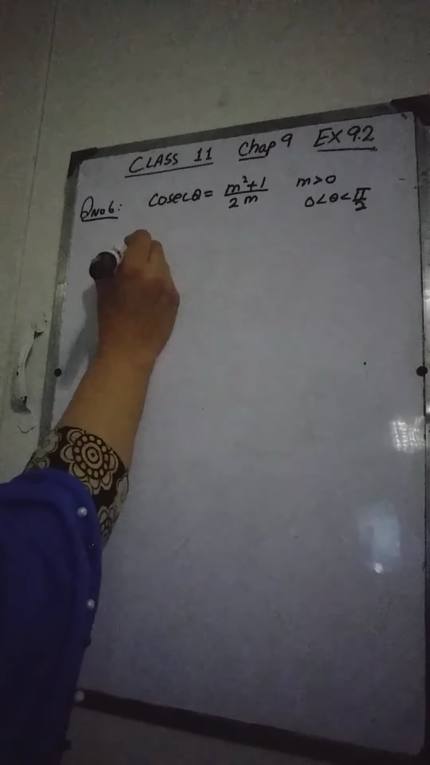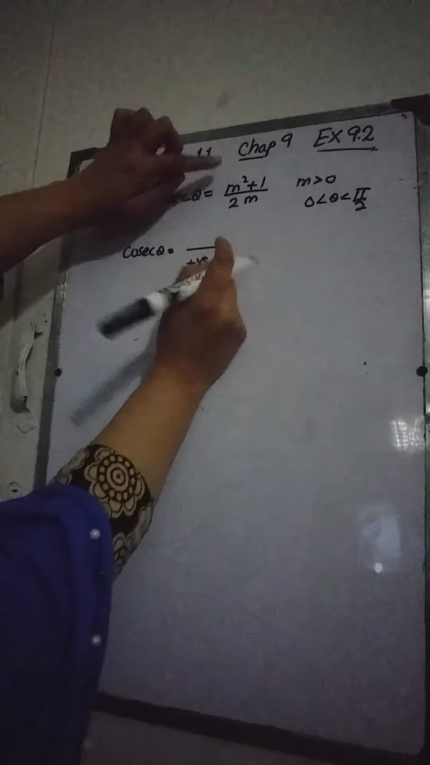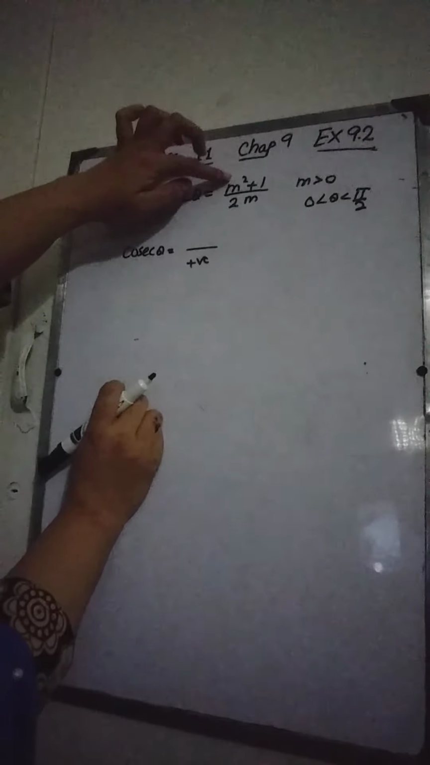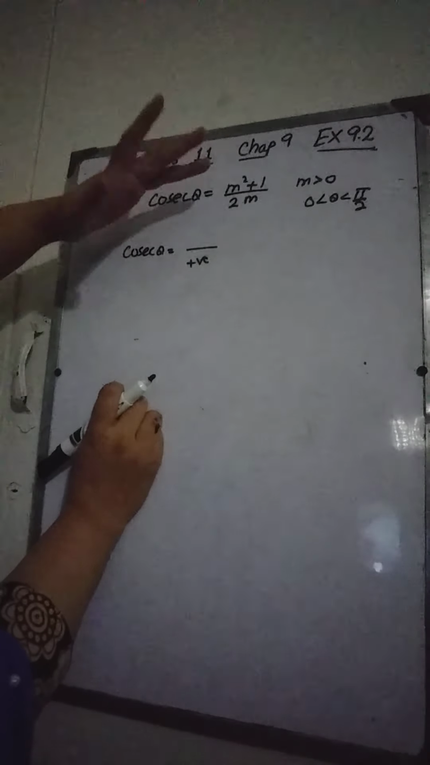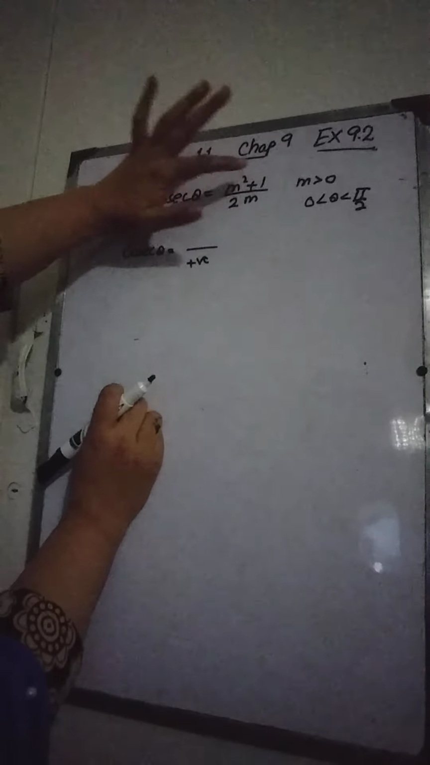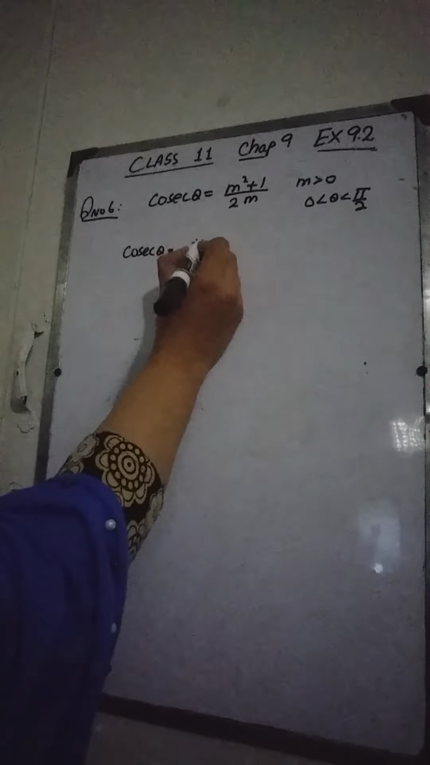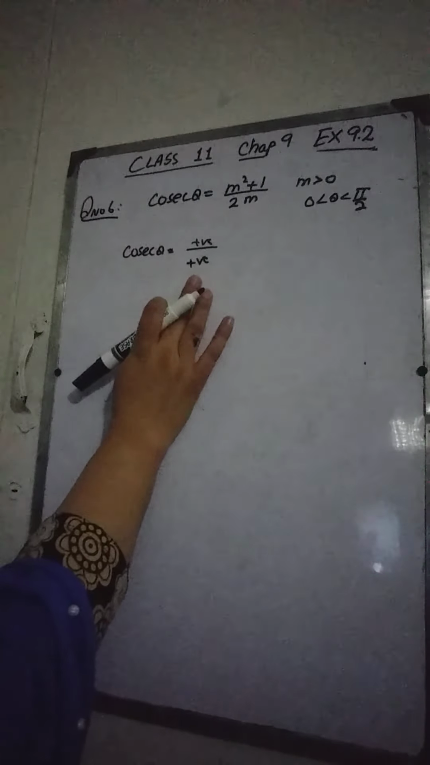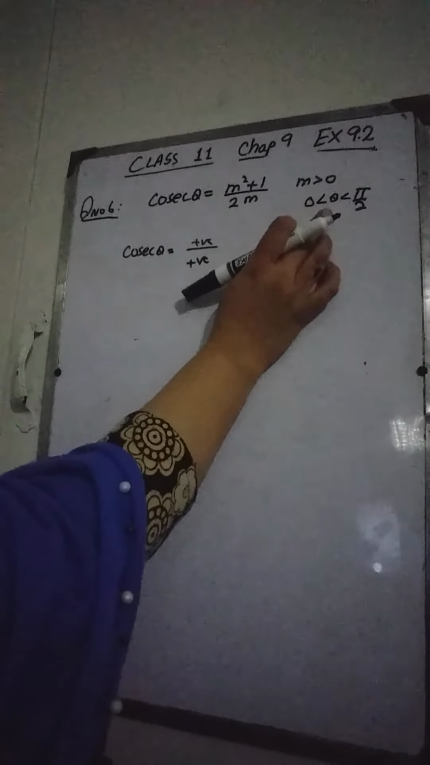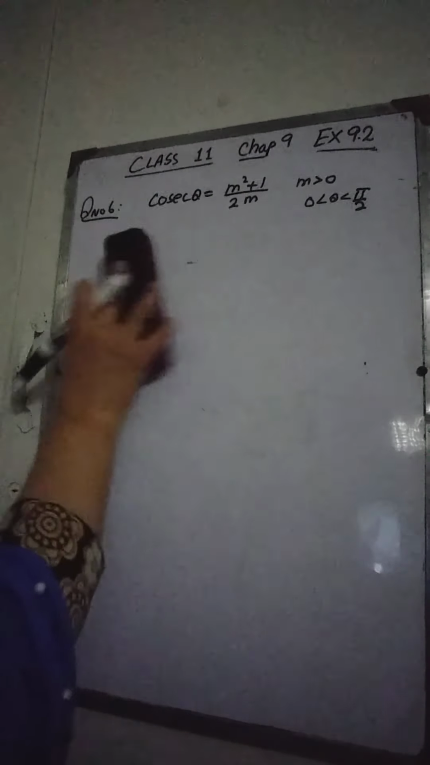Now we know that m is greater than 0. Therefore, the denominator 2 into a positive number is always a positive number. So for cosecant theta, the denominator is positive. Now coming to the numerator, m square is always positive because the square of a number can never be negative. Plus 1, the sum of two positive numbers is always a positive number. It means that cosecant theta will be positive. Also they have given us that theta lies in the first quadrant, so all the trigonometric ratios will be positive. So we are going to take the positive signs of all of them.